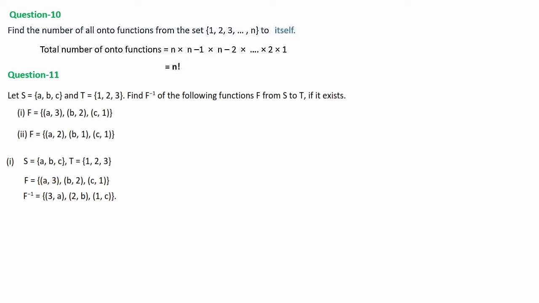Here (A,3) means you can write (3,A). Here (B,2) means you can write it as (2,B). And here (C,1) means we can write it as (1,C). F inverse we have written.